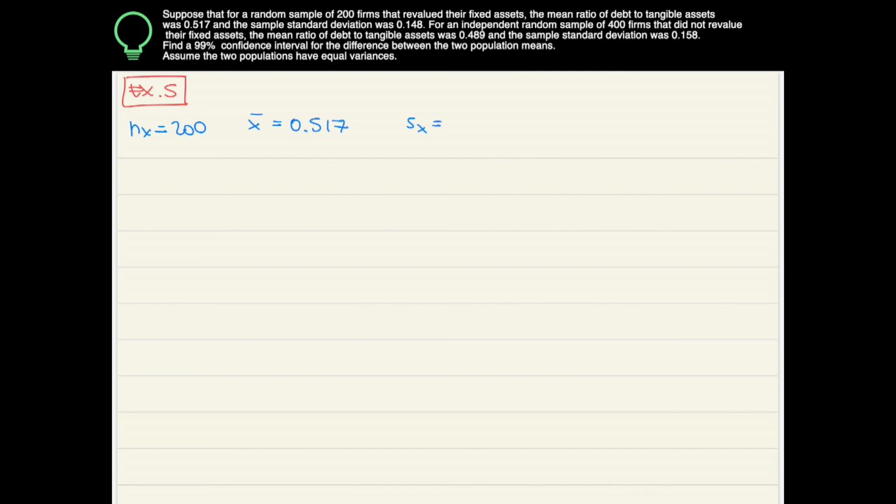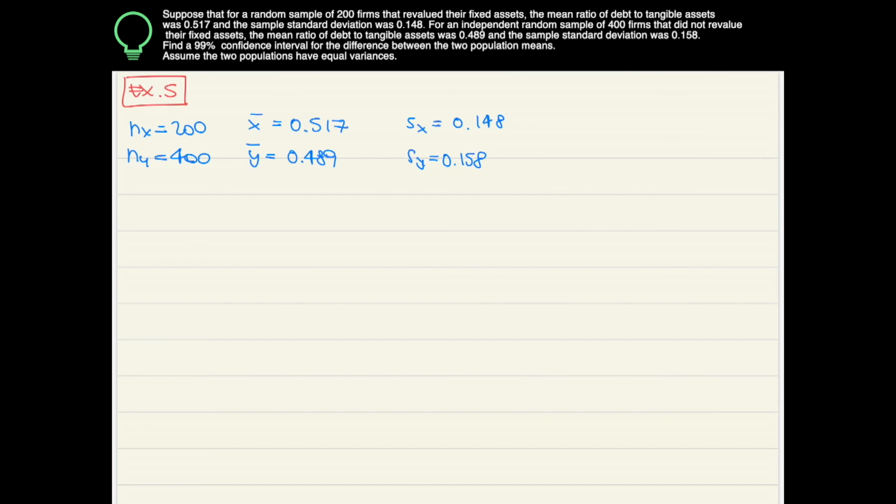I'm anticipating that there are two different populations of companies. The sample standard deviation is 148. For an independent random sample of 400 firms that did not revalue the fixed assets, we have a different sample with a different number of companies. However, they didn't revalue the fixed assets. And for this second group of companies, the mean ratio of debt to tangible assets was 0.489, and the sample standard deviation was 0.158.